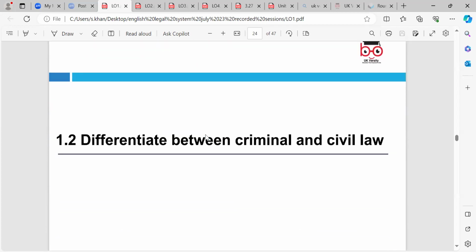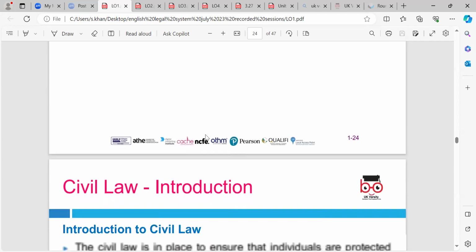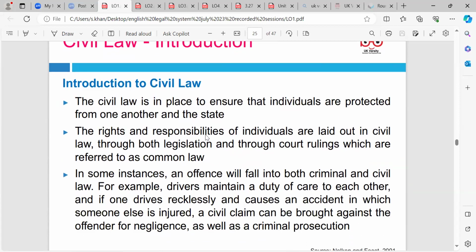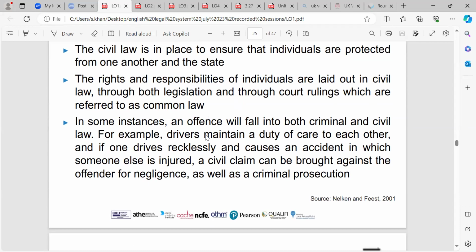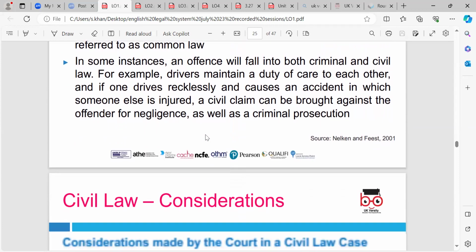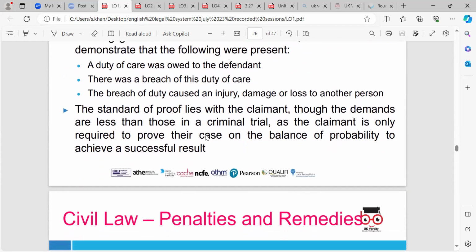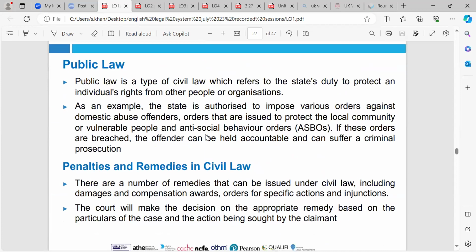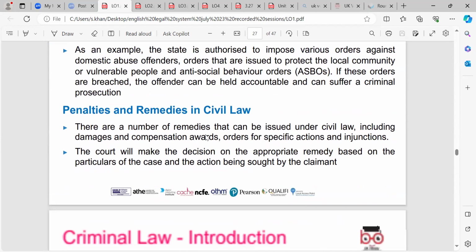We then went on, in learning outcome 1, to look at 1.2, which was differentiate between criminal and civil law. So the difference between each one, and civil law ensures that individuals are protected from one another and the state. We gave some examples that fall in both criminal and civil law. We looked at considerations made by courts in civil law cases and the penalties and remedies available. And in most civil cases, the remedy available is in the form of damages or compensation or any sort of orders.